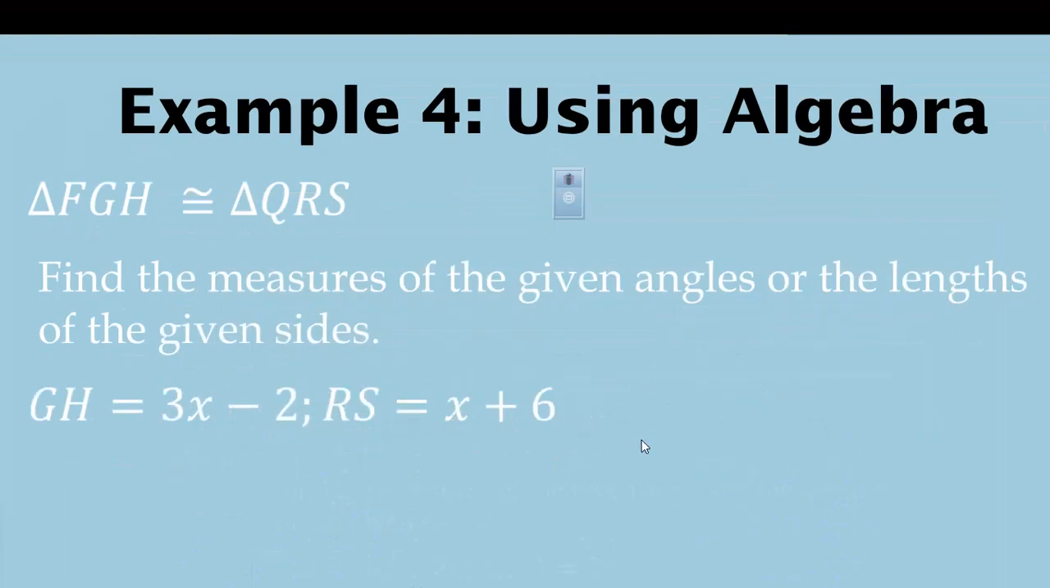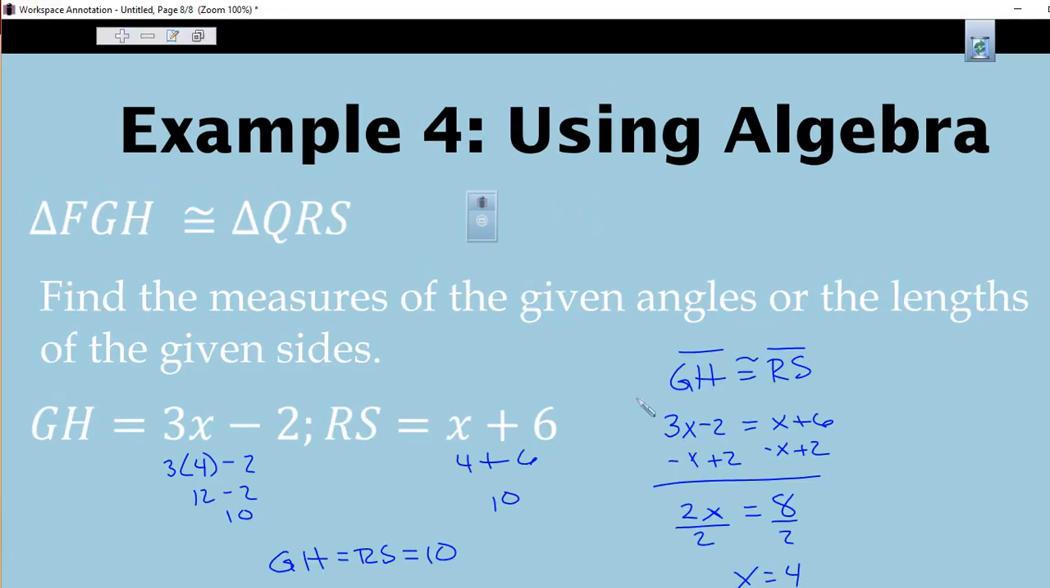All right. Let's go on to the next one, and you guys find the value of GH and RS. First, find the value of x, then go back and plug it in. All right, so if we set these up, we know GH is congruent to RS, so set them equal to each other. 3x minus 2 is equal to x plus 6. Solve for x and we get 4. Then when we go back and plug that in, we get 4 plus 6 is 10, and 3 times 4 is 12. 12 minus 2 is 10. So GH is equal to RS, which is equal to 10.